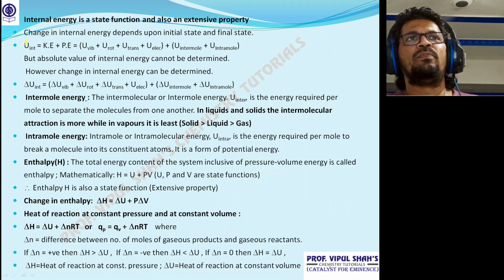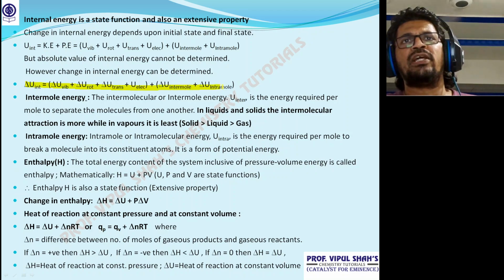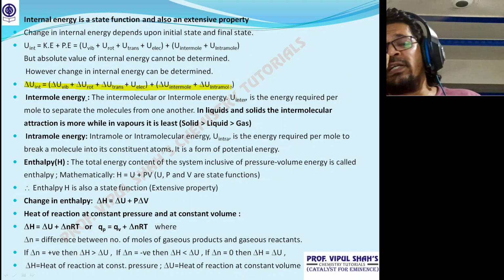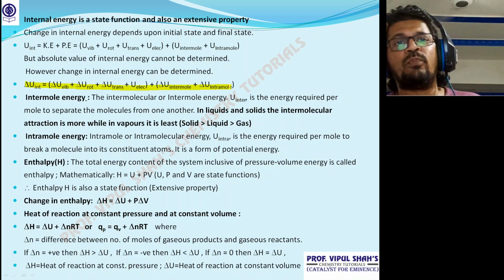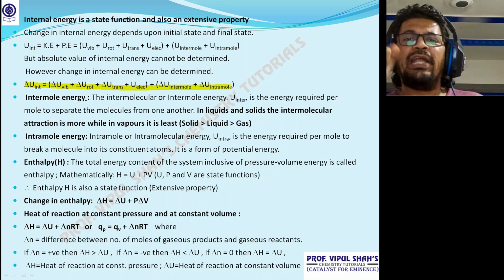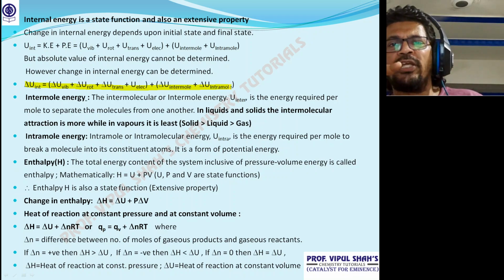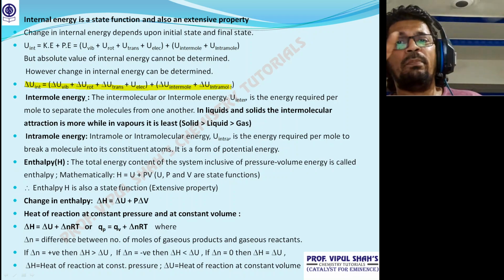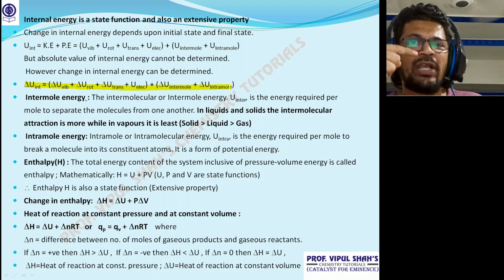So this is the whole part. Delta U, change in internal energy, includes vibrational, rotational, translational, electronic, intermolecular and intramolecular. What are inter and intramolecular? Those are the two forms of potential energy. Intermolecular is between two molecules; intramolecular is between atoms within a molecule. So intra means within, inter means between.